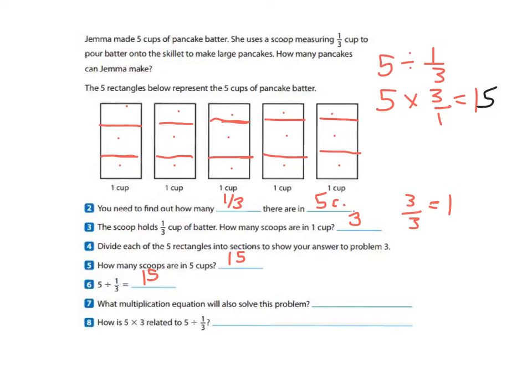Okay, and then the last question, how is 5 times 3 related to 5 divided by 1/3? Well, you know 5 times 3 is 5 groups of 3. 5 divided by 1/3 means you have 5 wholes, and you're dividing each of those wholes into 1/3 parts, or into thirds.